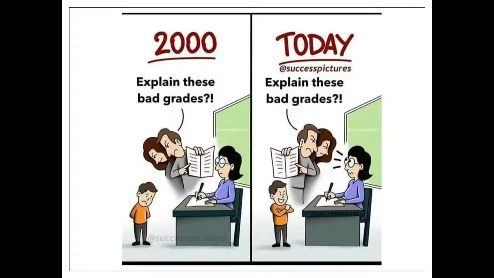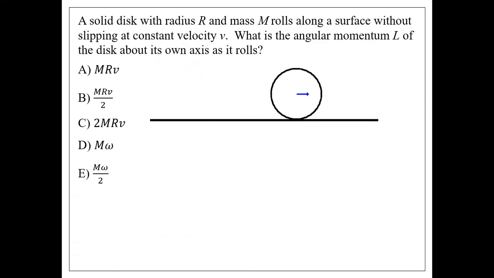Let's do this one. In this video, there are a few MCQ questions on angular momentum and angular impulse. If you need to follow, read. The first one is this one. You have a solid disk of mass m and radius r, and it rolls at a constant velocity horizontally. It wants us to find the expression for angular momentum. So let's go ahead and do it.